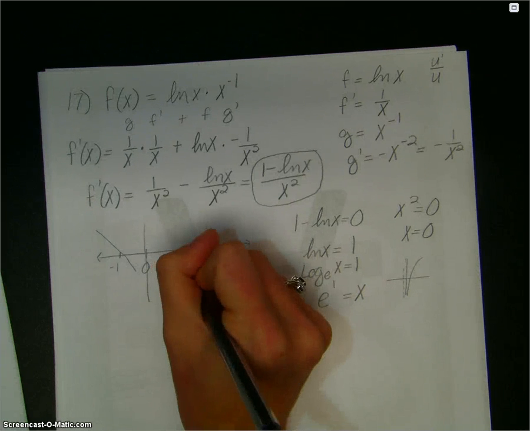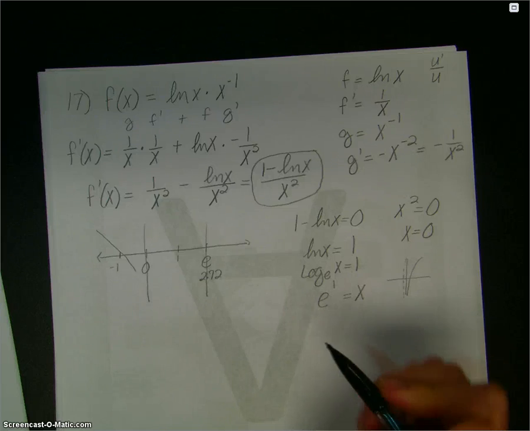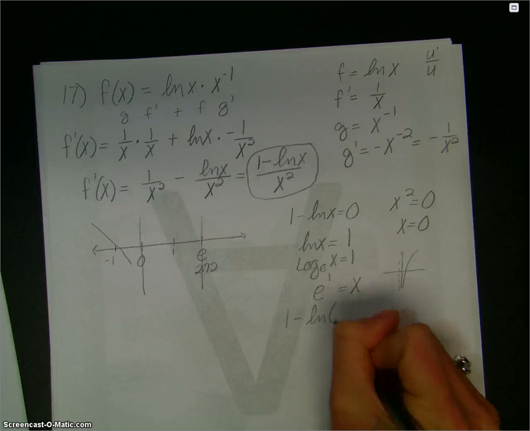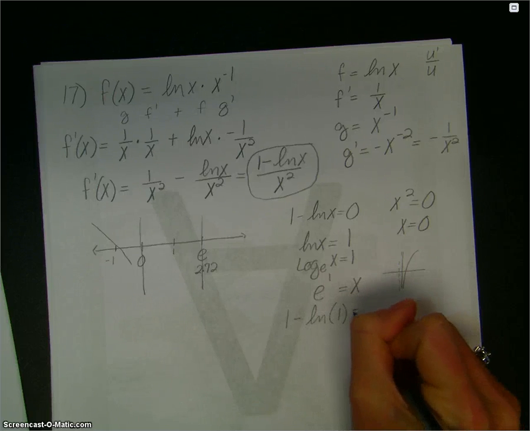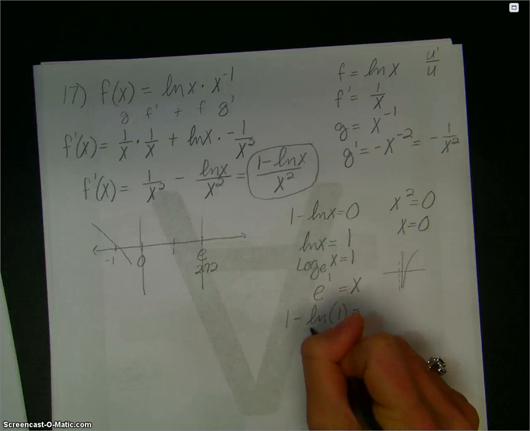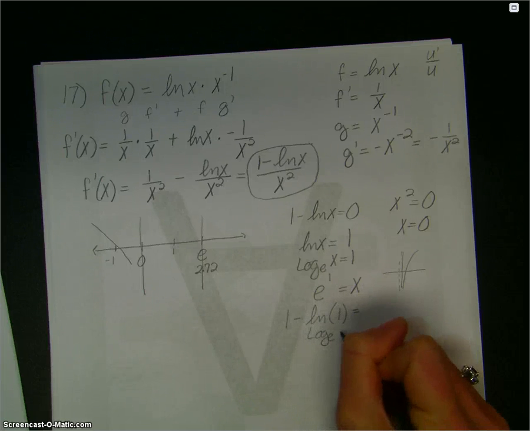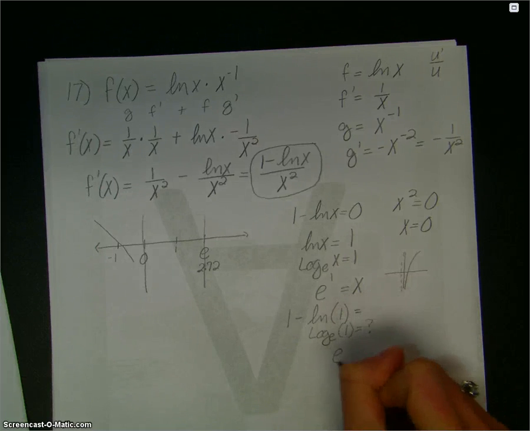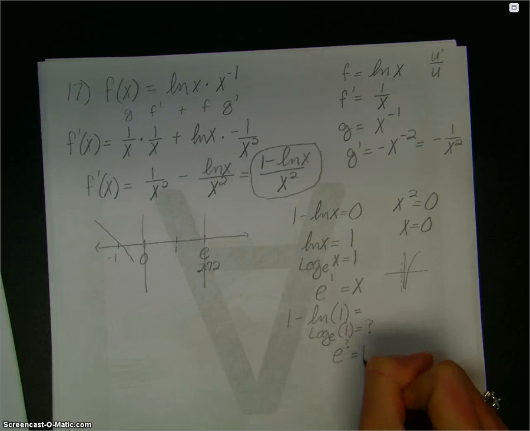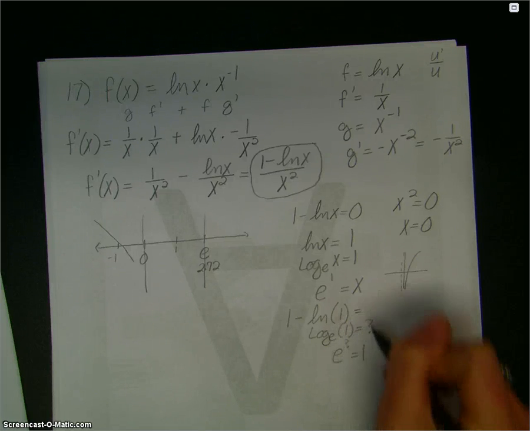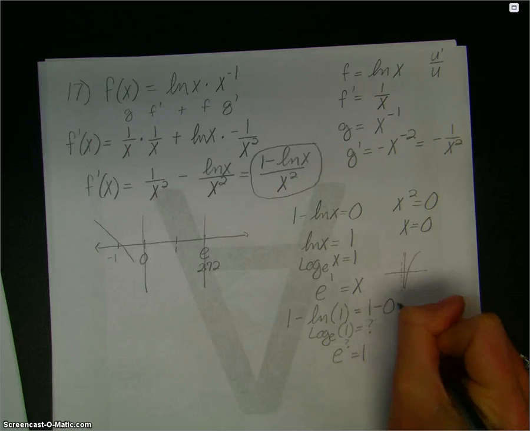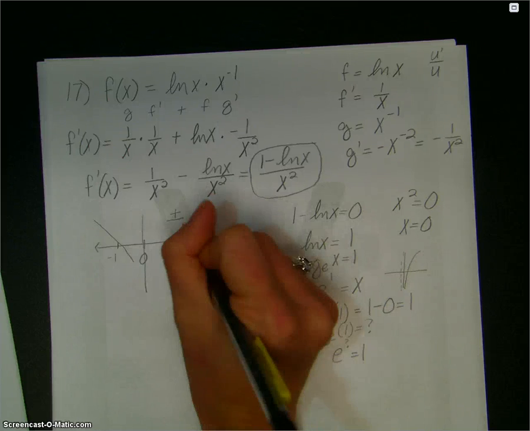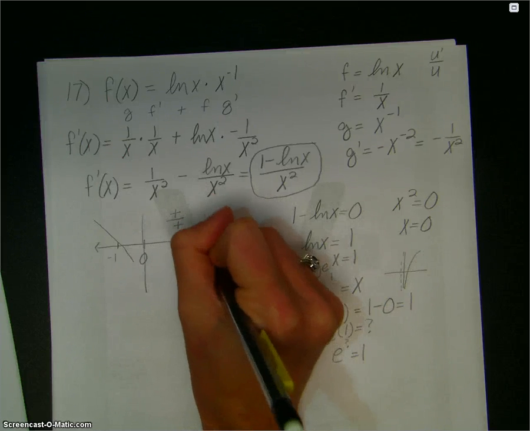All right, let's take a look at 1. Okay, so if I plug in 1, I'm going to have 1 minus the natural log of 1. And I want to know what that's equal to. So again, this is like the log with a base of e of 1 is equal to what? So I'm going to say that e to what power is equal to 1? Well, anything to the 0 power is equal to 1, so this is like having 1 minus 0 right here, or 1. So I'm going to have a positive on the top, I'm going to have a positive on the bottom, and that's going to give me a positive right there.